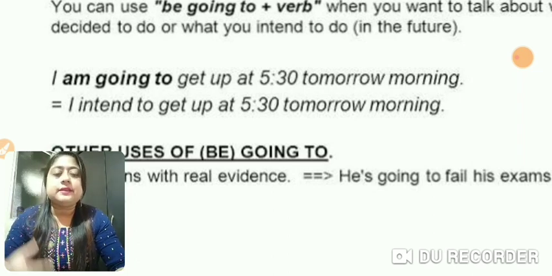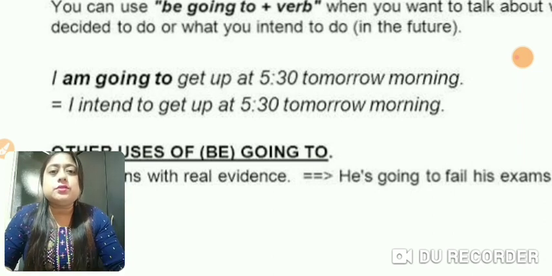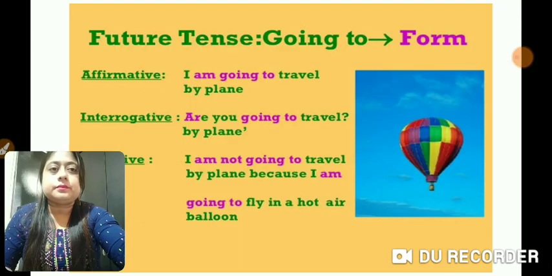For example, it's a very cloudy day. So what will you say? It is going to rain, because you make a prediction by the present condition. So in that case also we use the going to form.